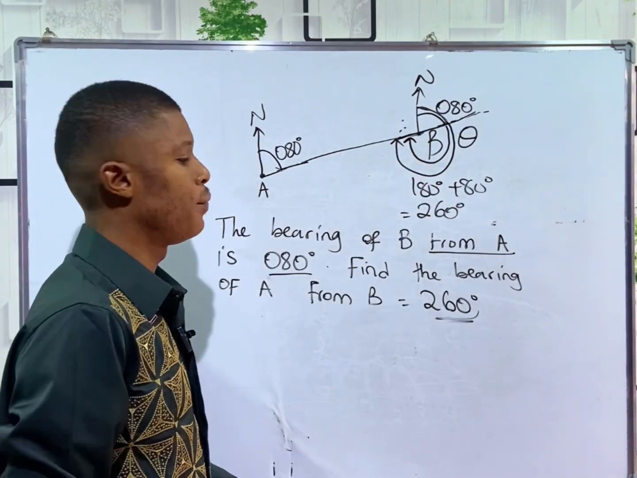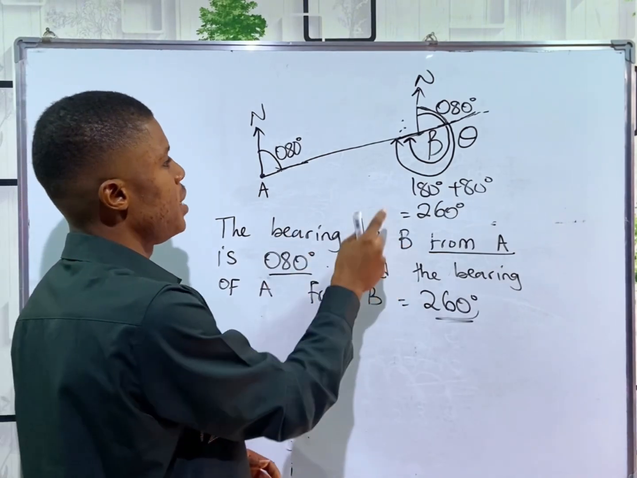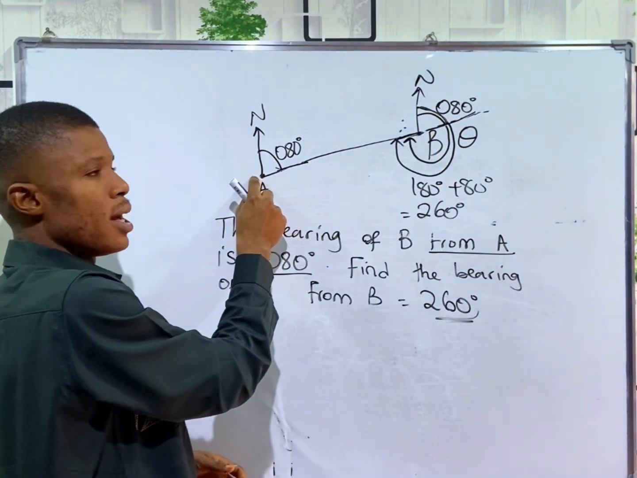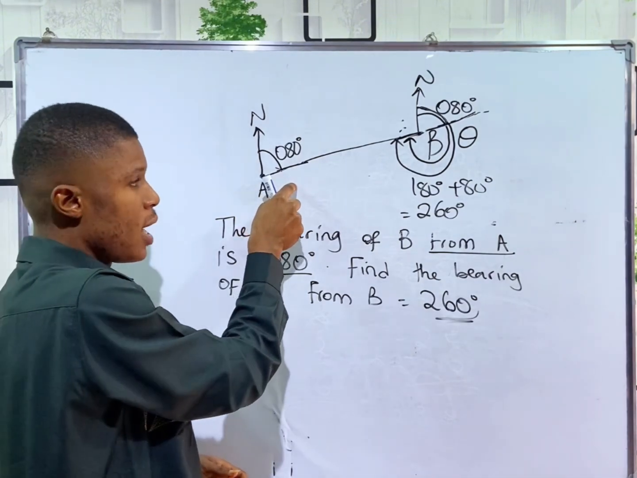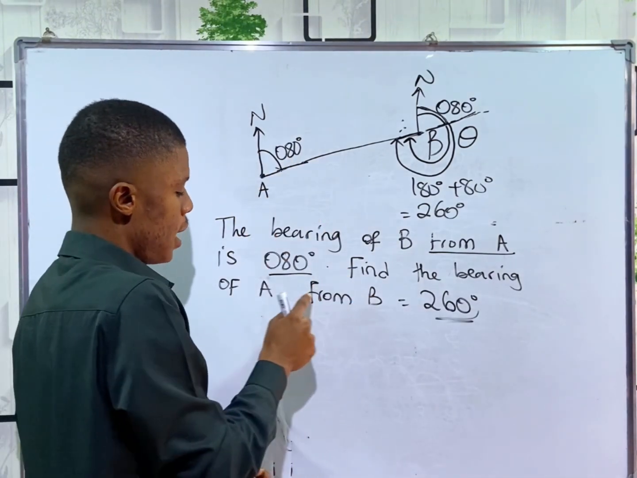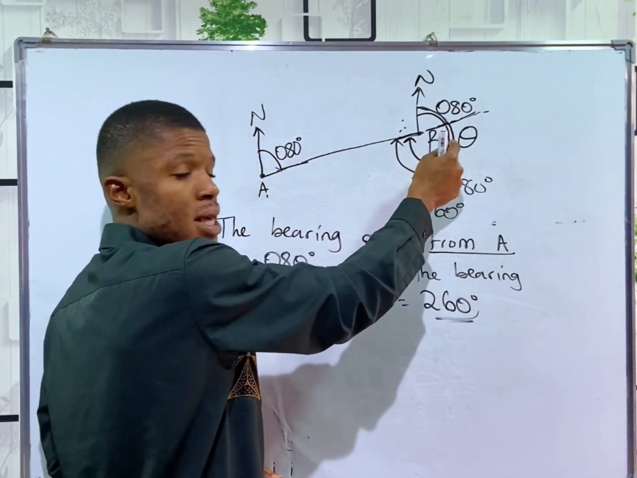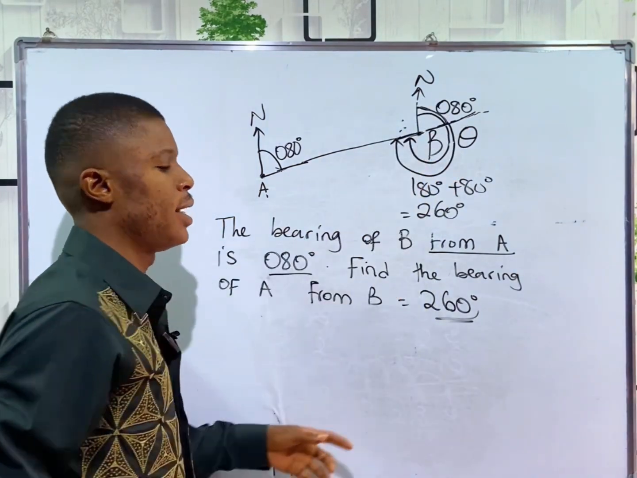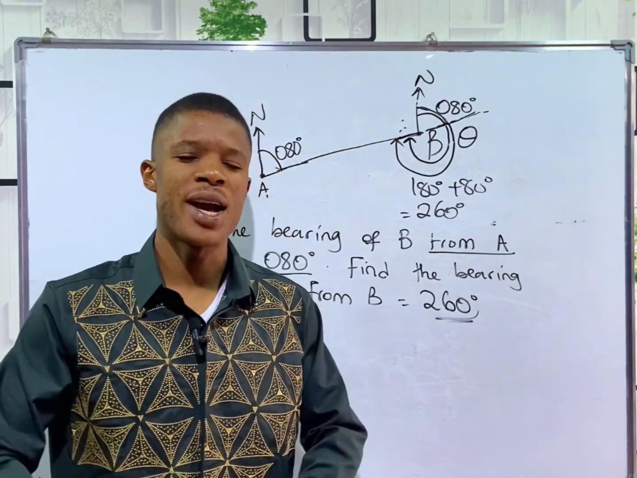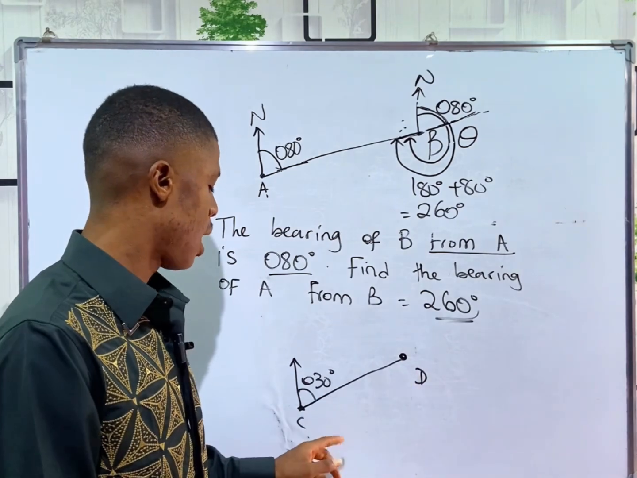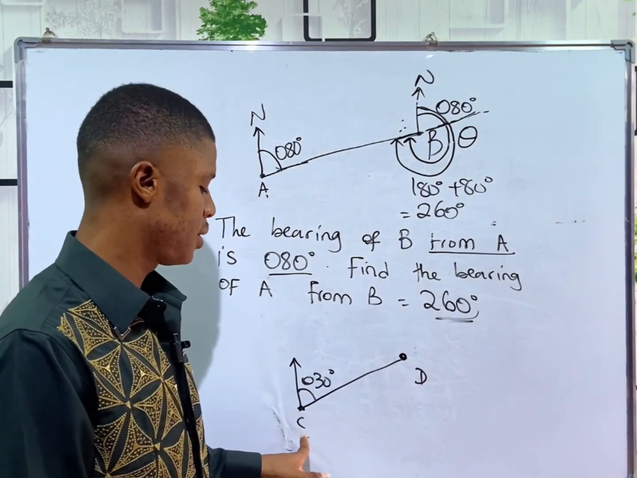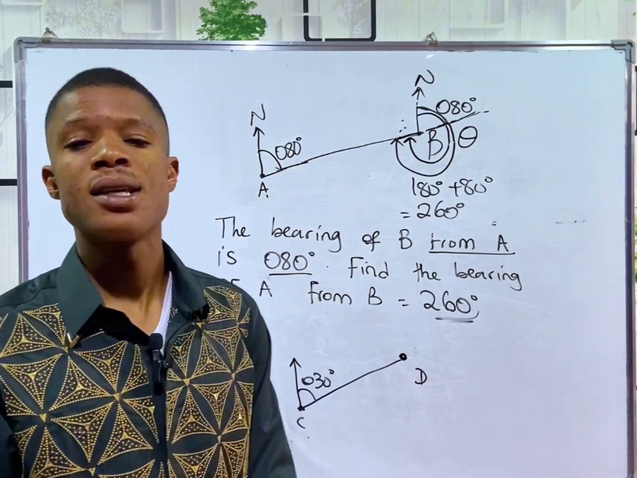Are you getting it now? You see that the bearing of B from A is 80 degrees, and the bearing of A from B is 260 degrees. So exciting. I want you to try the bearing of C from D. Drop the answer in the comments.